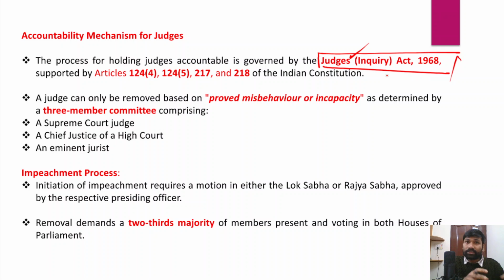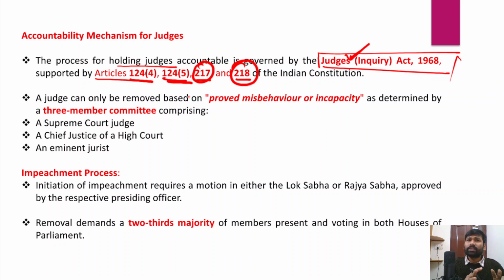To hold judges accountable, to hold the higher judiciary accountable, the process is governed by the Judges Enquiry Act of 1968, as I have already told you. And it is supported by Article 124 clause 4 and Article 124 clause 5, and Articles 217 and 218 of the Constitution. So Articles 217 and 218, along with Article 124 clauses 4 and 5 of the Indian Constitution, talk about holding the higher judiciary accountable.